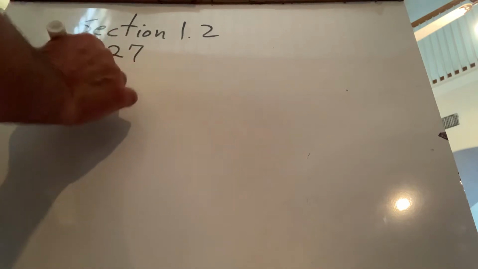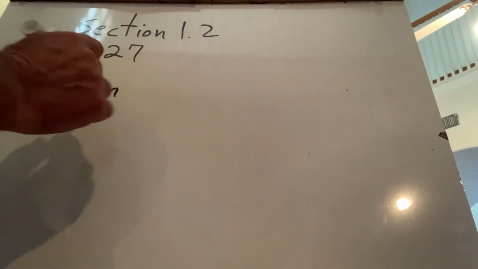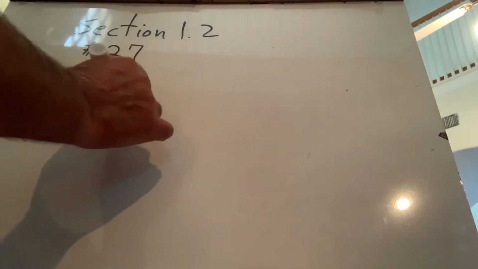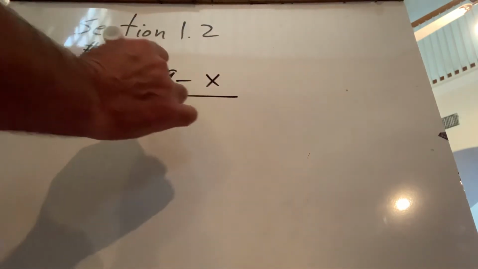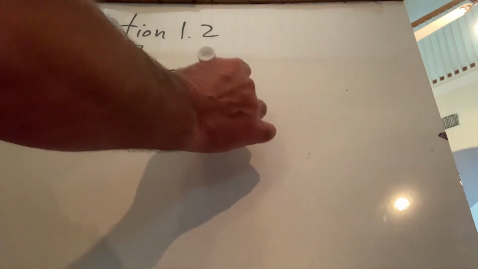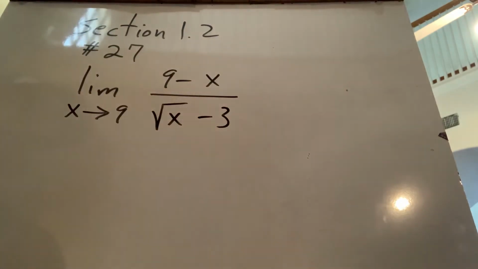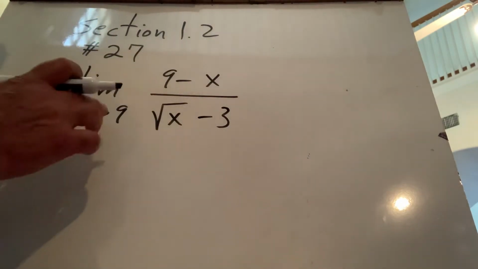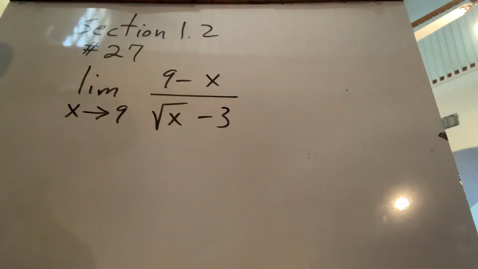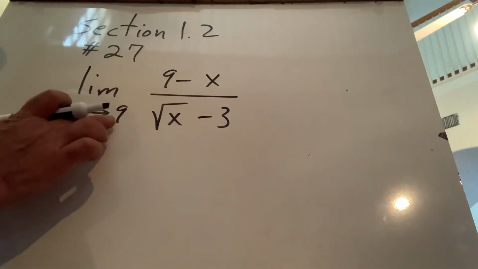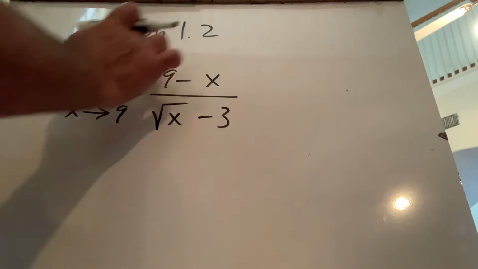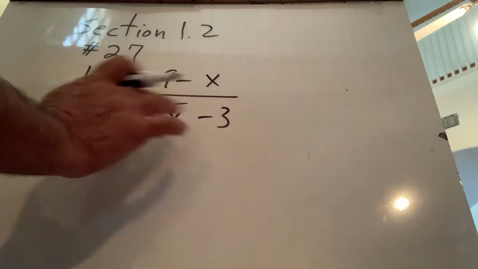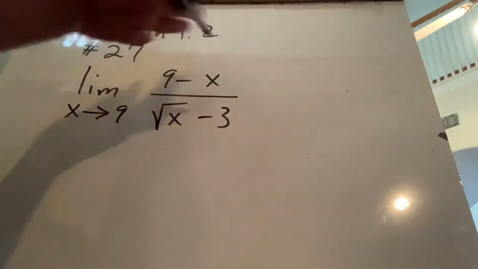So here's what we are asked to do. We are asked to find the limit as x approaches 9 of (9 minus x) over (the square root of x minus 3), okay? The first step, of course, is to plug in 9. Anytime you want to find the limit, you take the number that x is approaching and replace all the x's with that number. Now, if you don't get a 0 in the bottom, that number will be your limit.